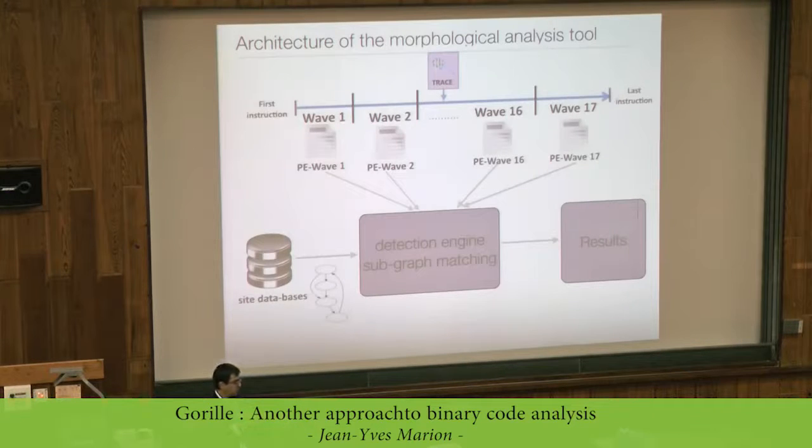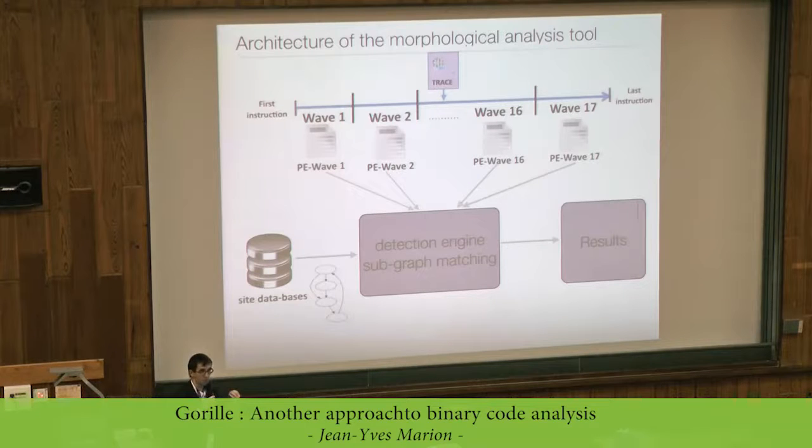So the architecture of the morphological analysis tool, which is now named Gorille, is the following one. The beginning is very identical to Codisasm. That means that you have dynamic analysis, you recover all waves. Then you take the memory snapshot of each wave.